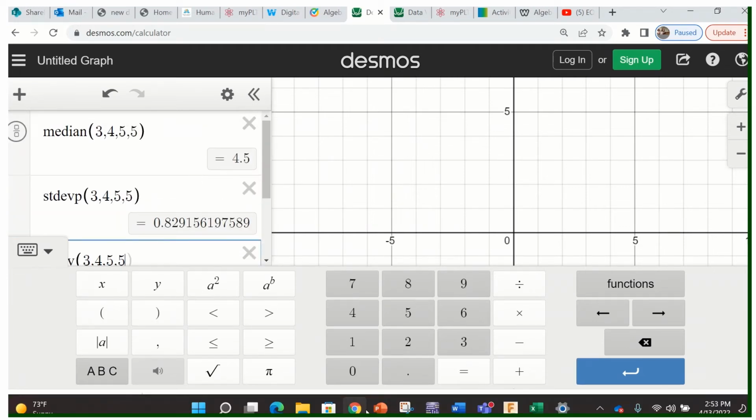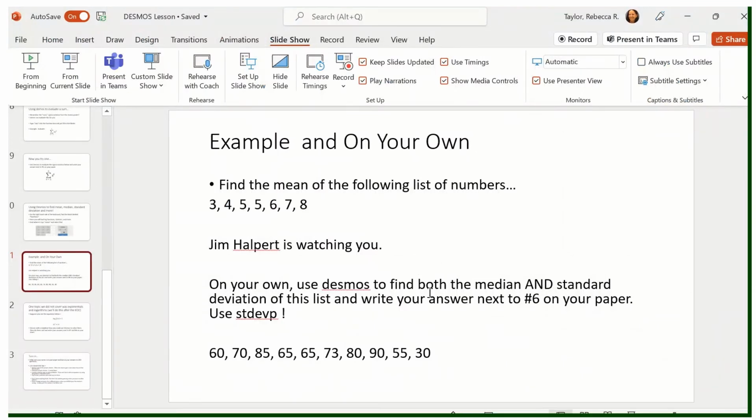So you're going to do that, but you're going to do it for this data. Pause the video at this point and go and find that, and write that next to number 6.